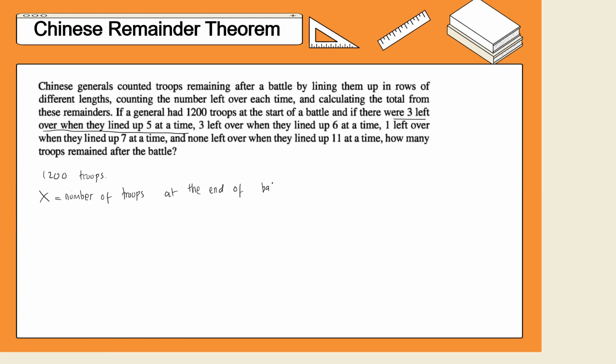of battle. And now we see that the clue is like this. There were 3 left over when they line up 5 at a time. So we can express that as X is congruent to 3 modulo 5. 3 left over when they line up 6 at a time. So we can express that as X is congruent to 3 modulo 6.